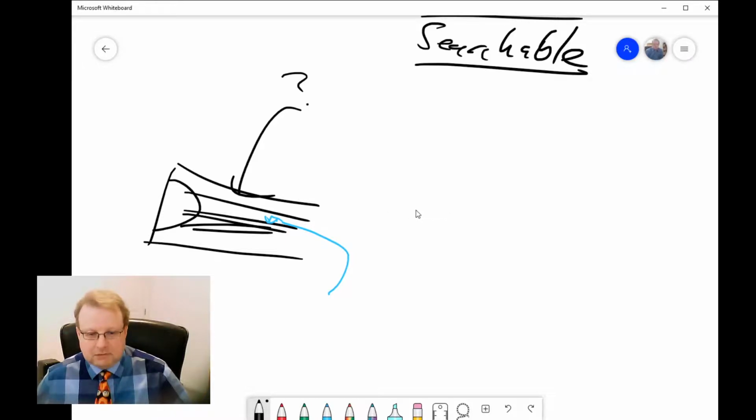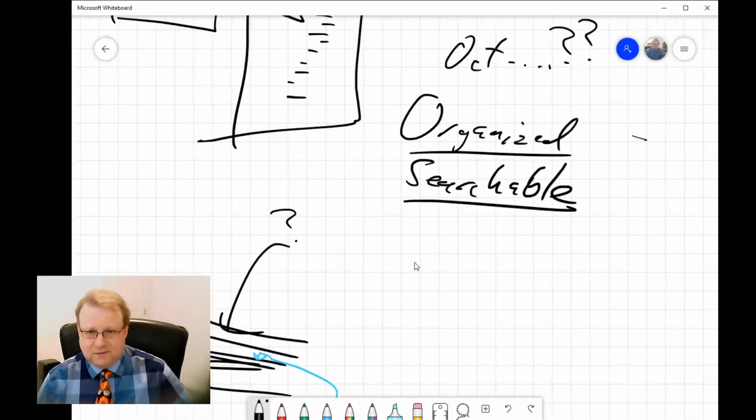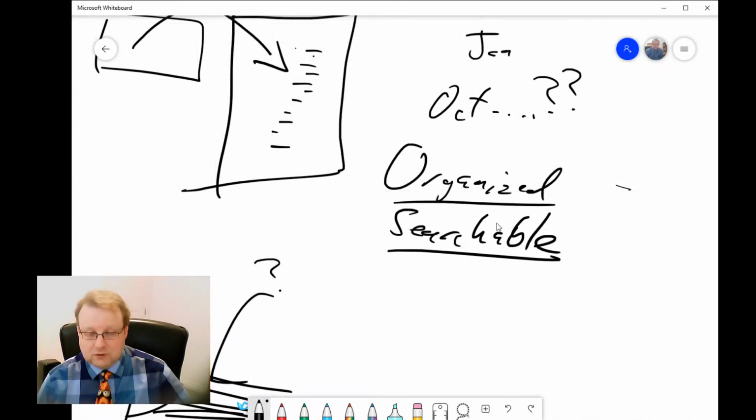It's something I did myself in university, found it incredibly beneficial. So I'm going to help you guys understand how to do it that way too. So we want to have organized and searchable notes so you can maximize your efficiency when you're studying. And the Cornell method is one way to do that.